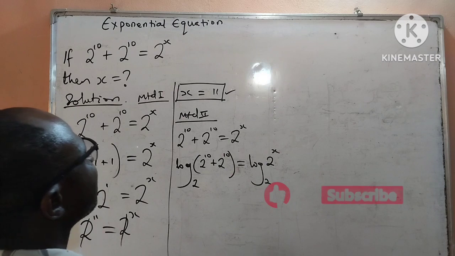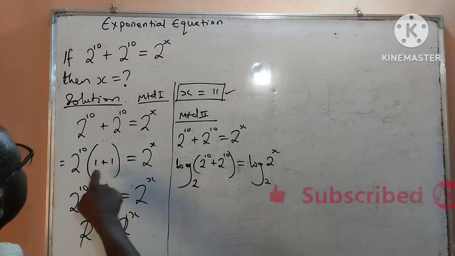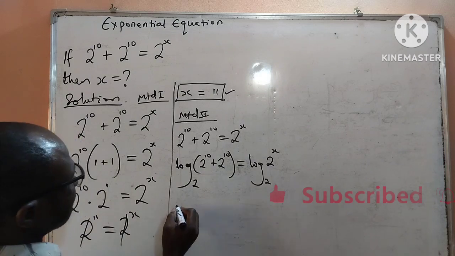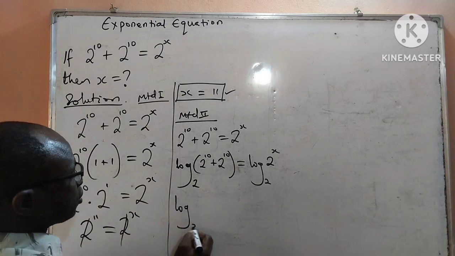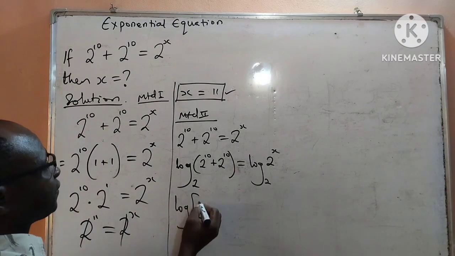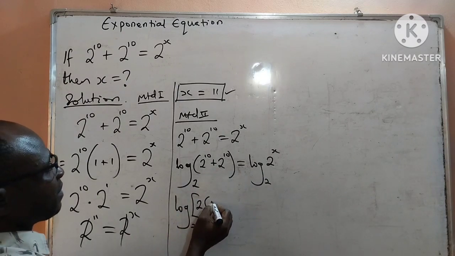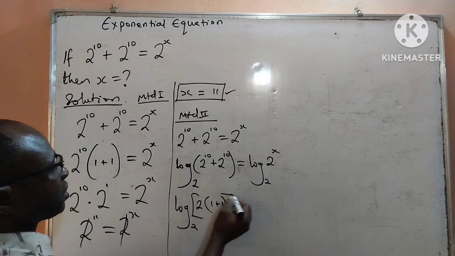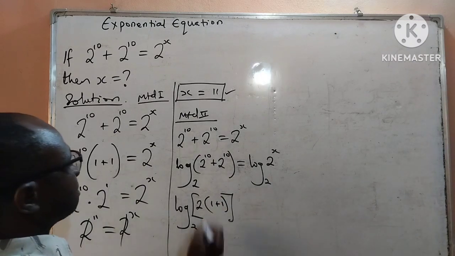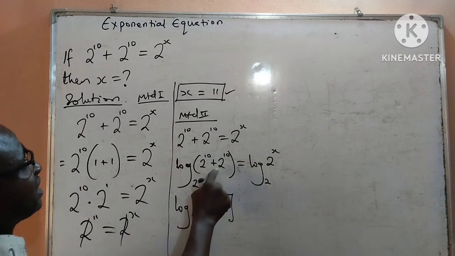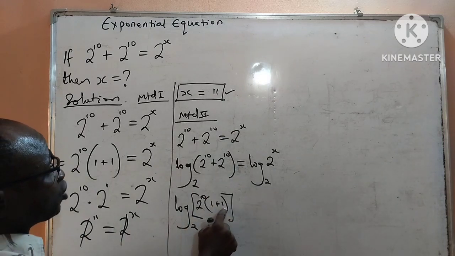Now, from the left hand side, I can still do the same factorization I did in the indices method, and that is going to be the log to base 2 of 2 is common, I factor it out, have inside the bracket left 1 plus 1, okay? Then, that is I factor 2 raised to power 10 outside, inside the bracket is left with 1 plus 1.